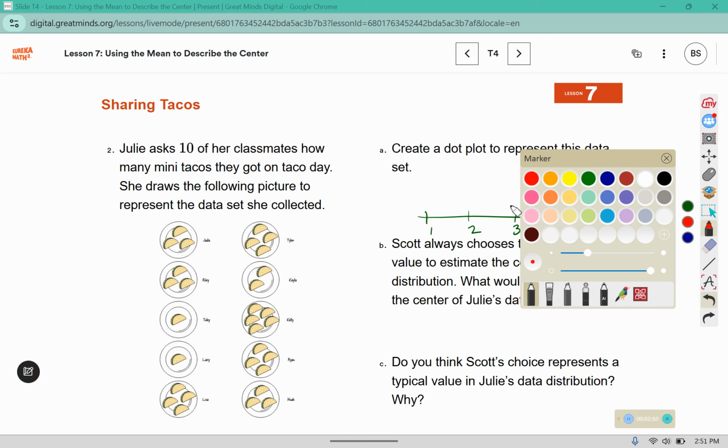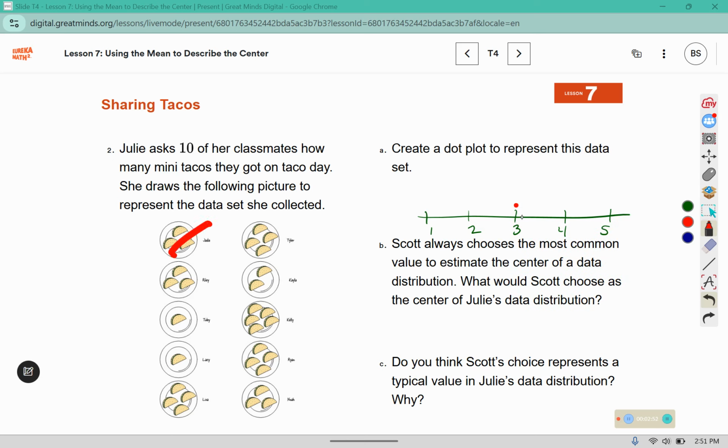Here we have 3, 3, 1, 1, 4, 4, 2, 5, 4, and 3.